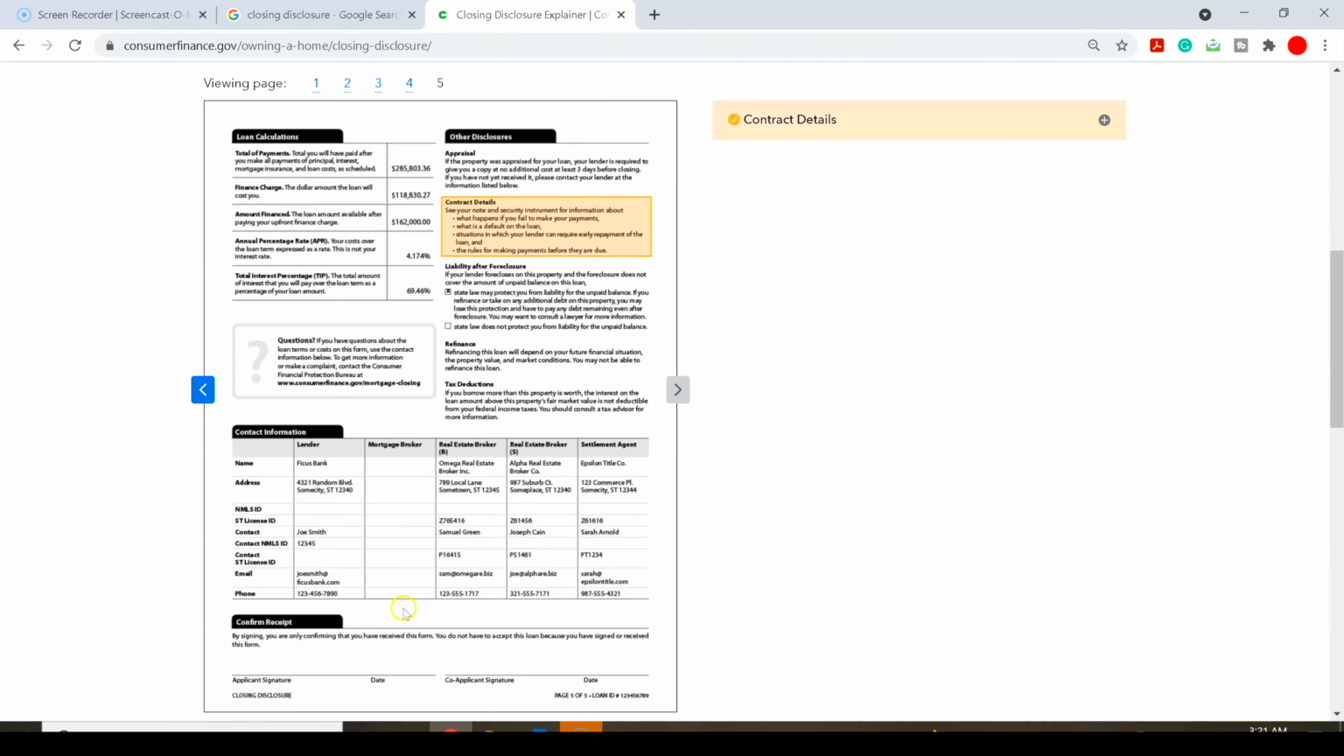Sorry about that, my mouse kind of went crazy. You're going to be required to sign and date this at your closing. But that should be it. I just wanted to go over it as quickly as possible, so you understood it.